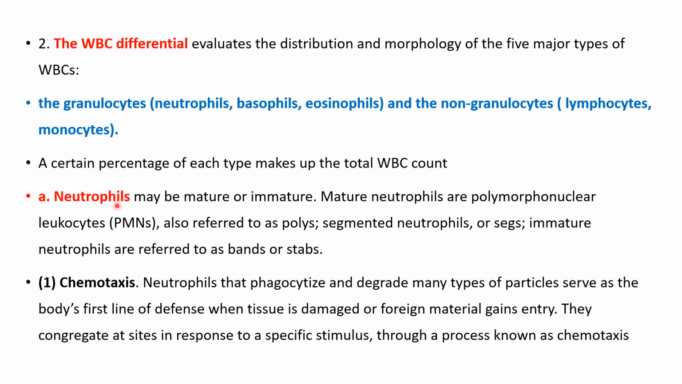So starting with the neutrophils, neutrophils may be mature or immature. Mature neutrophils are polymorphonuclear leukocytes, also referred to as polys, or segmented neutrophils, or segs. Immature neutrophils are referred to as bands or stabs. Then what do you mean by chemotaxis? Neutrophils that phagocytize and degrade many types of particles serve as the body's first line of defense when tissue is damaged or foreign material gains entry. They congregate at sites in response to a specific stimulus through a process known as chemotaxis.